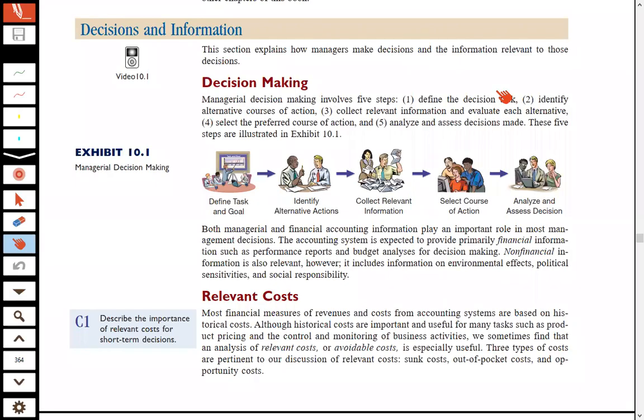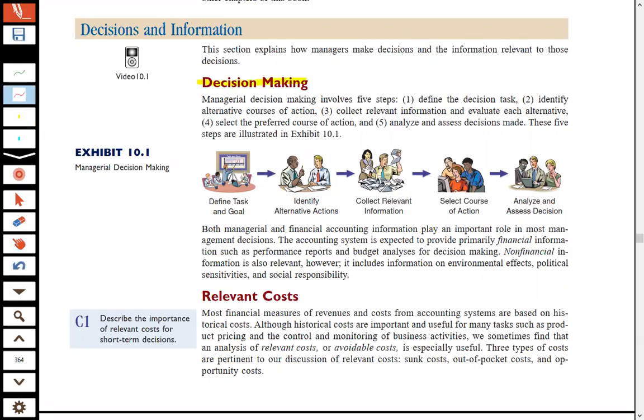Chapter 10 is related to decision making, and we had done it earlier, the situations which require decision making. Now we will go through it from the textbook. We will read the theory for the chapter as well. First is decision making.